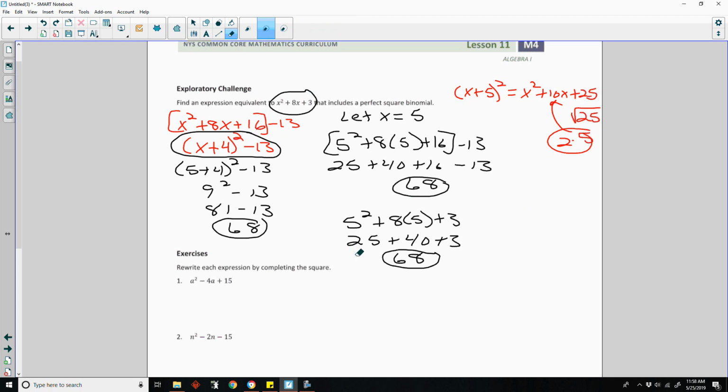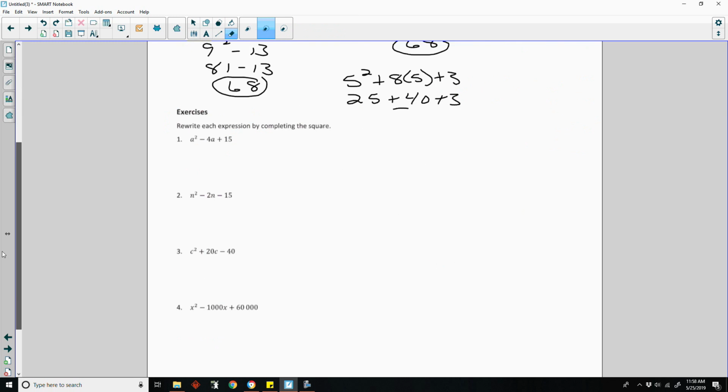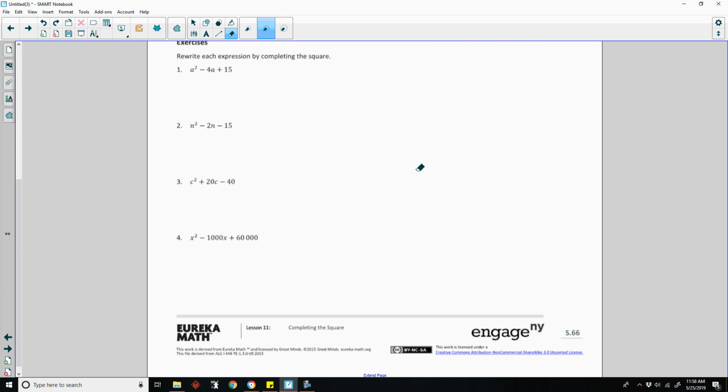Okay? Alright, so let me just move this a little bit and slide this up. So now we have exercises. Rewrite each expression by completing the square. So the first thing we're going to do is I'm going to put an a here. It's minus plus, so I know that's a minus. And I'm going to close the parentheses and square it. In order to get 4 here, half of 4 is 2, and 2 squared is 4. So this would be 2.